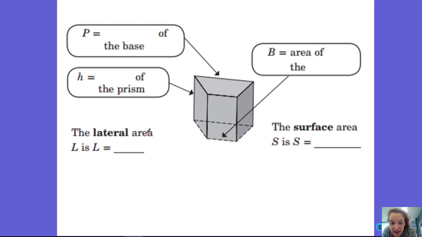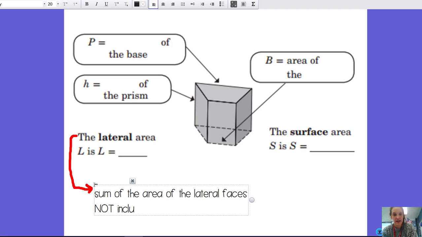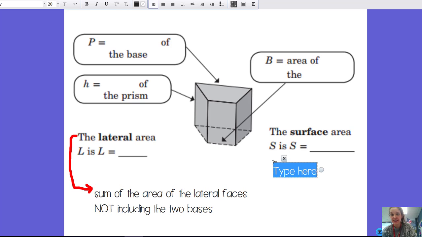We find the lateral area, which is the area of all of the lateral faces, but not including the bases. So it's the sum of the area of the lateral faces, not including the two bases. Whereas the surface area is just the total, so you do include the bases. It's the lateral surface area plus the area of the two bases.